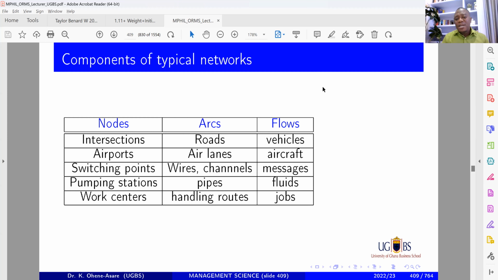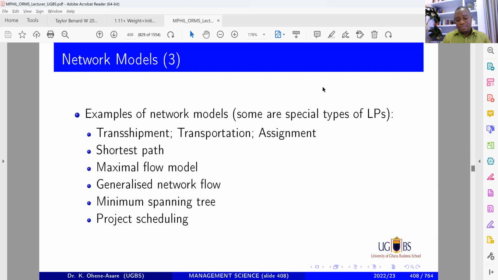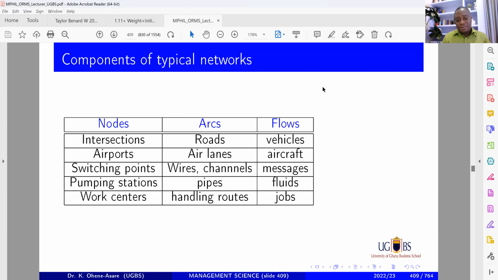Now, another name for the node is circle. And another name for the arc is branches. So you have circles, and these circles are connected through branches. I hope you understand this. Now, there are 3 types of these circles, and I'll talk about 2 for now. So the network model, you can apply it in several ways.